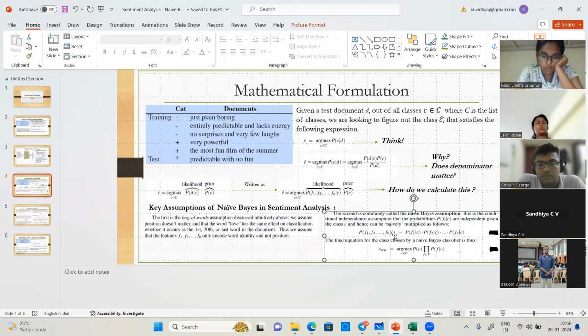Okay, let me explain what it means. And you have to tell me whether it truly reflects reality or not. So let's say we're talking of a positive document, or rather, a document that has been classified as having a positive sentiment. F1, F2 are all words.